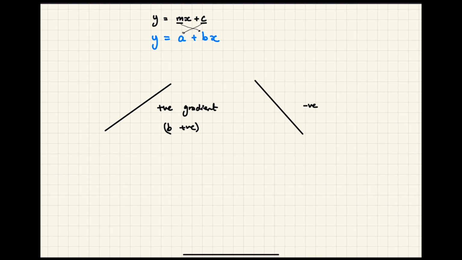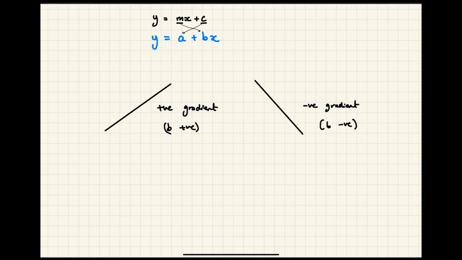So if you have a negative gradient, what do we know about our b? Well, we know b must be negative. So as soon as you see b is negative in your equation, you know that you have negative correlation. And that's basically the main idea. This is the kind of stuff that you can use to find out what is true about your bivariate data.